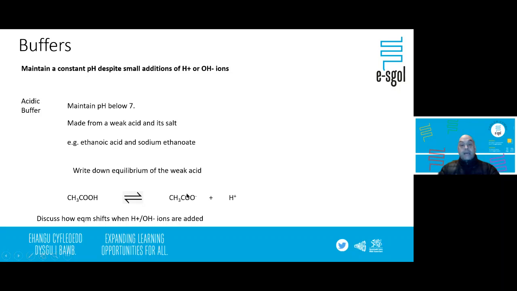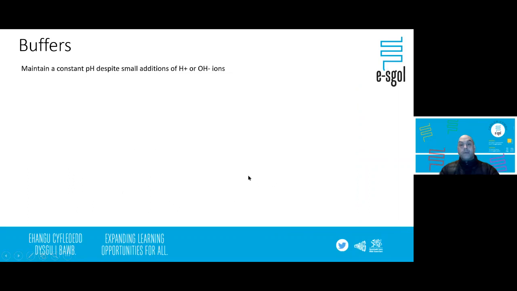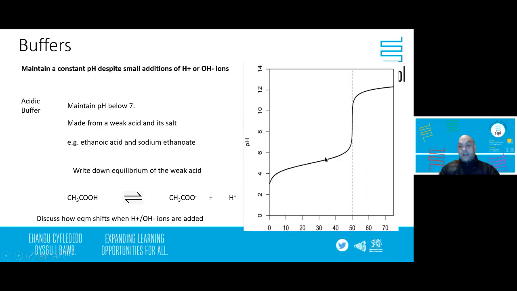And if I was to add H+ ions, then they would react with the salt here, and equilibrium will shift in this direction. So whatever we add in, H+ or OH-, this equilibrium will shift to counteract that change. Okay. And that's why, if I just go back here, I know I'm nearly done, that's why we get this forming here.